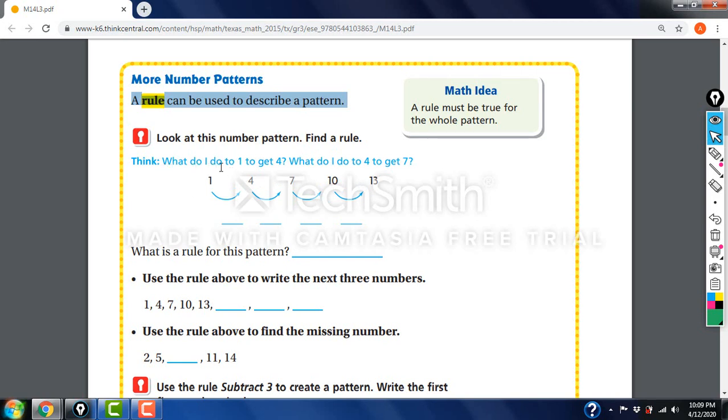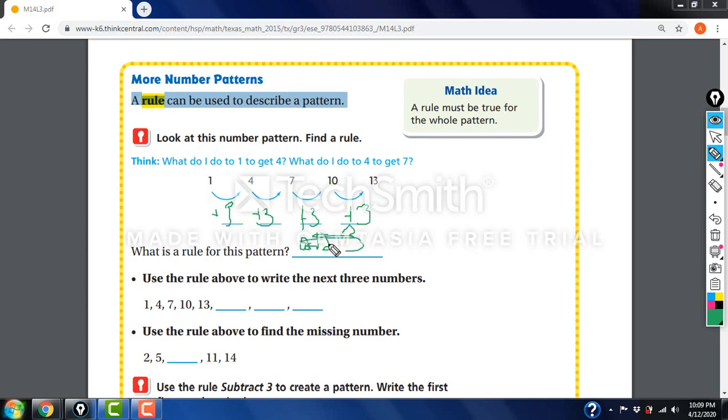Think, what do I do to 1 to get 4? What do I do to 4 to get 7? Yes, I add 3. What do I do to 4 to get 7? I add 3. In the pattern here, 7 to get 10, I add 3. 10 to 13, I add 3. So is the rule the same for the whole pattern? Yes. So what is the rule? The rule is add 3.